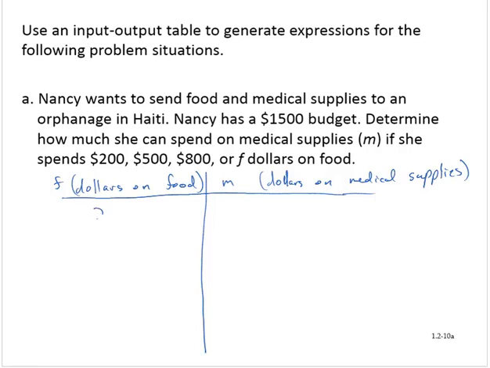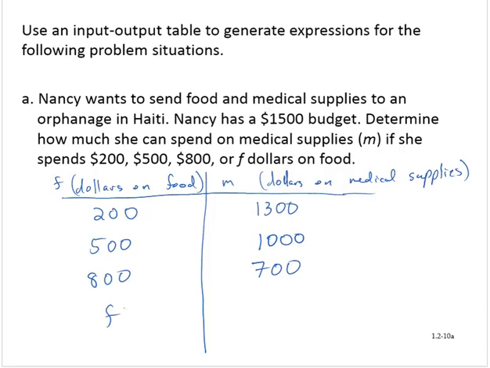If she spends $200 on food, then the remainder could be spent on medical supplies, and so $1,300 on medical supplies. If she spends $500 on food, the remainder would be $1,000 on medical supplies. If we had $800 on food, that would be $700 on medical supplies. Now what if she actually spent F dollars?